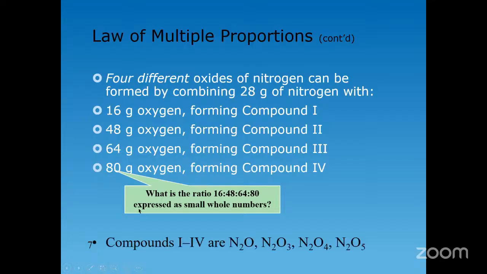And that falls in line with what we observe in the formulas for these compounds. So compounds 1 through 4 are these compounds here. If the nitrogen is fixed, as it is in these cases, then the ratio of oxygens in the different compounds will be 1 to 3 to 4 to 5, which is basically the same as what we see here, if you compare the ratio of the oxygen combining with nitrogen to form these compounds. So that's another example of the law of multiple proportions.